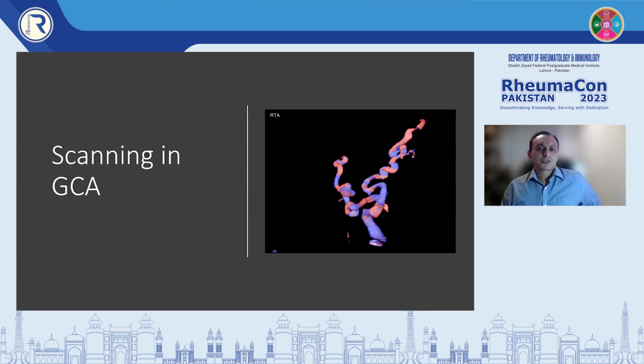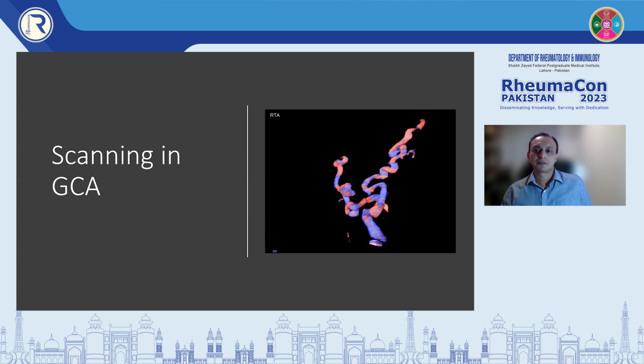So when we come to scanning in GCA, obviously the blood vessels which can be involved in giant cell arteritis are widespread. Classically, it has been described as a disease which involves the cranial arteries, essentially the branches of external carotid artery involving extrameningeal blood vessels. And what we know is that it is very commonly associated with large vessel involvement as well.